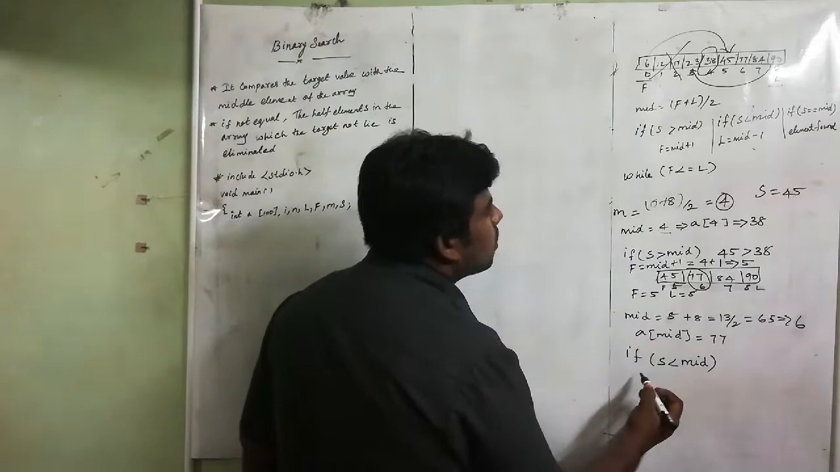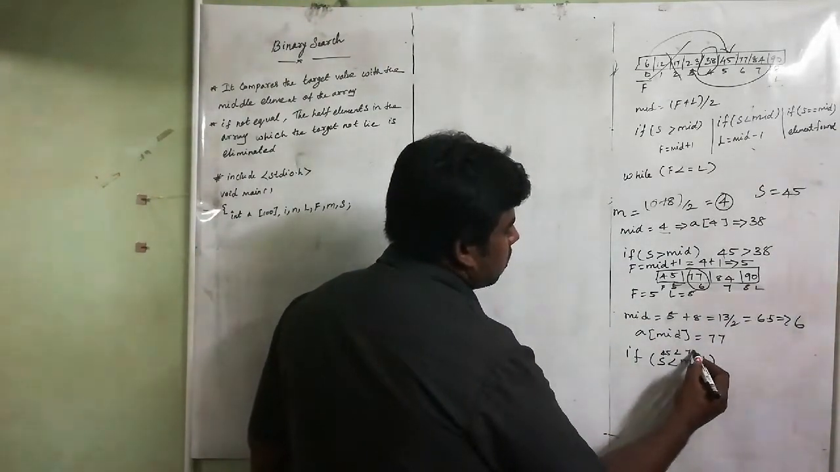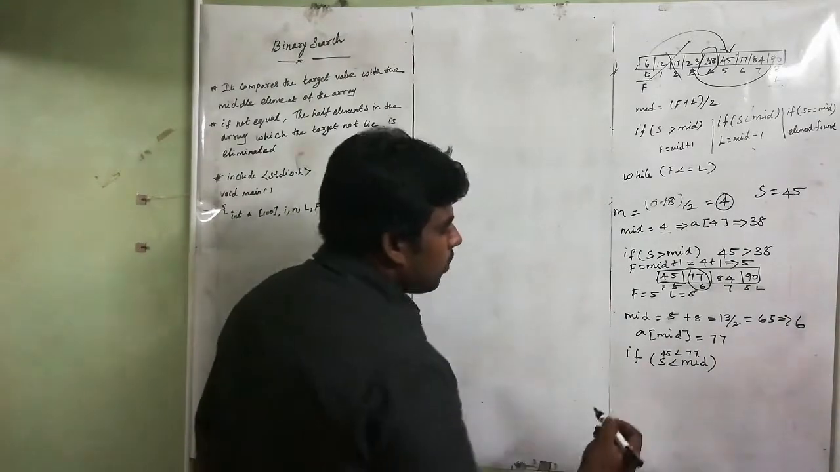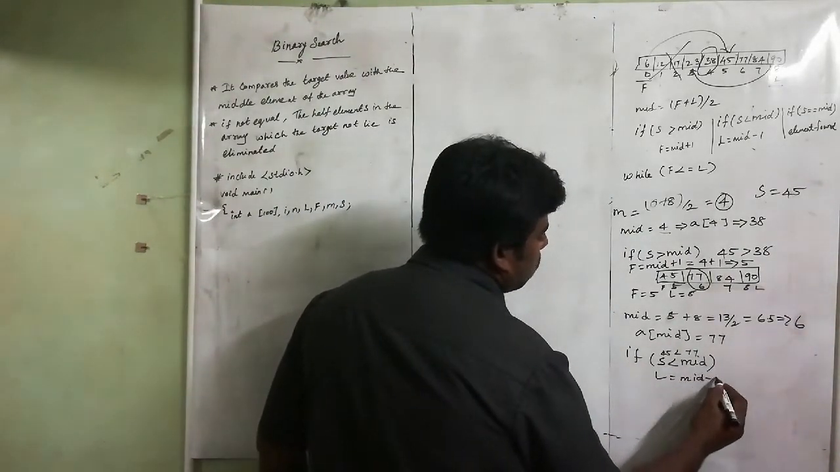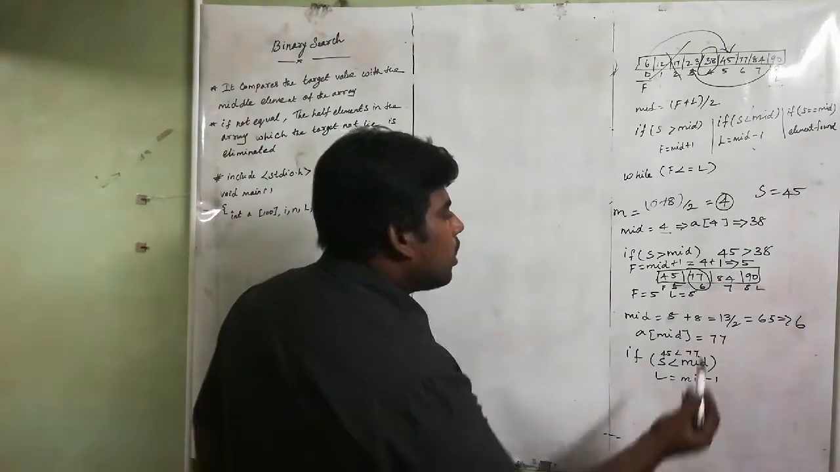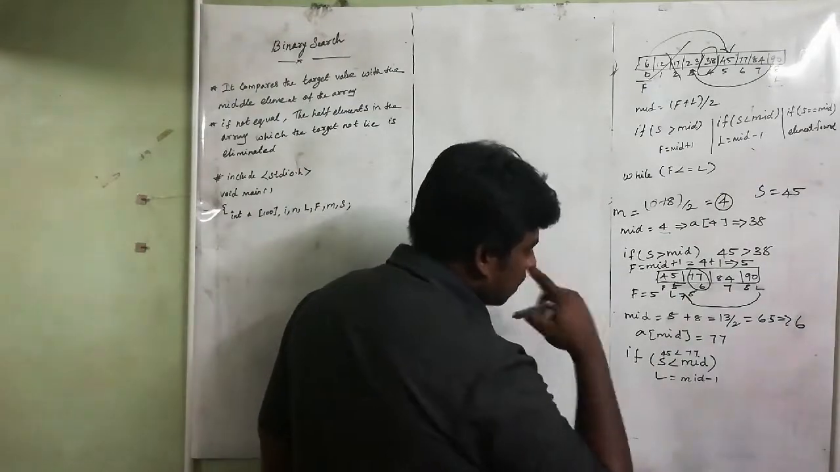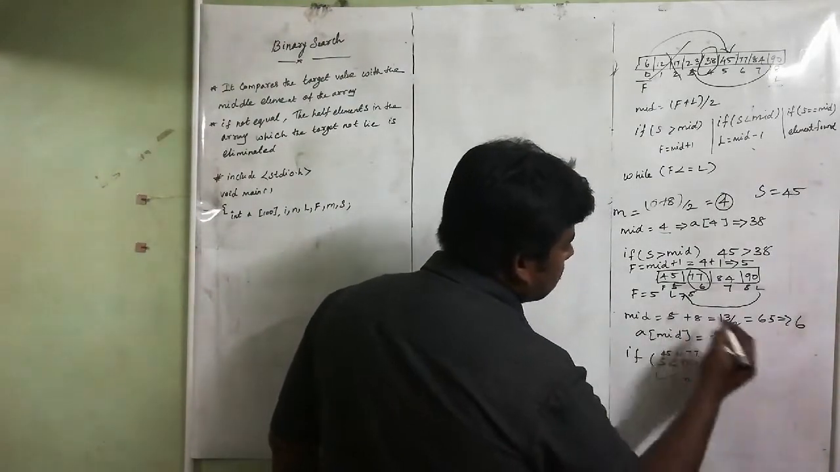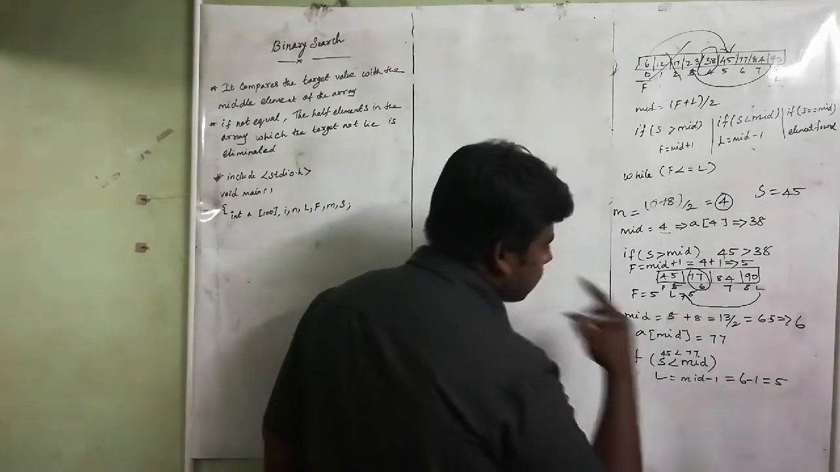What's the search element? Search element is 45. 45 is less than 77. Condition is true. If the condition is true, last equals mid minus 1. So what will happen? Now last is coming here. What is mid? Already mid is 6. So 6 minus 1, you will get 5.